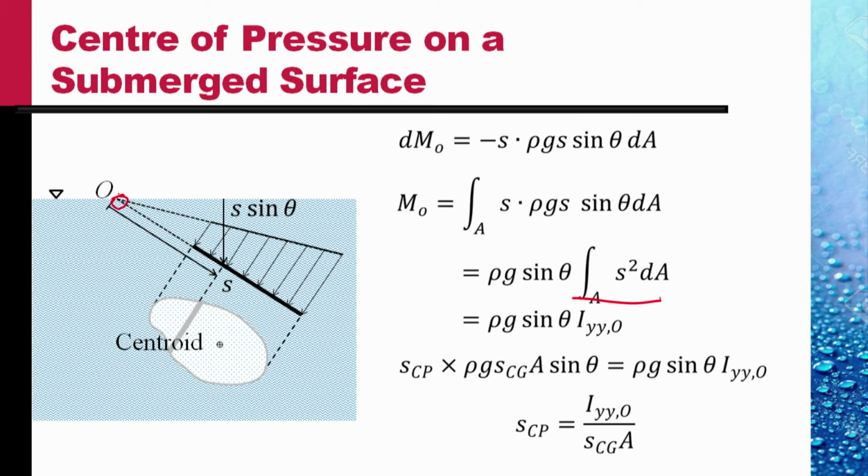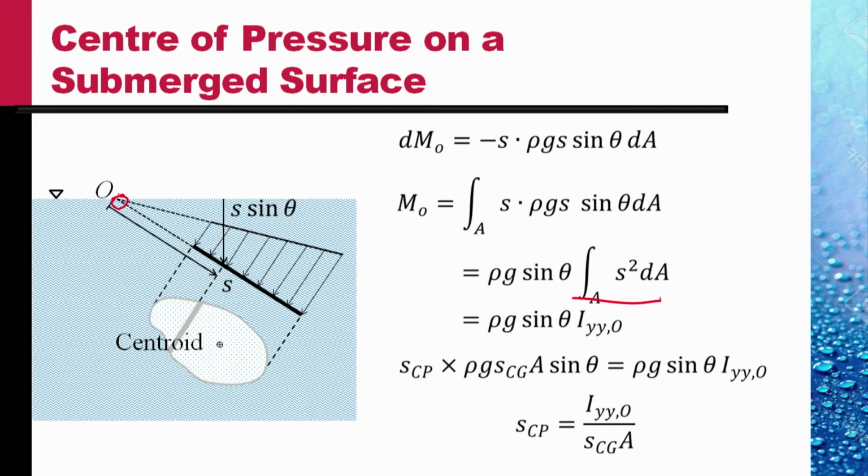Now this moment should be equal to the distance s of the center of pressure, s_CP, multiplied by the total force, which was determined in the last slide as the pressure at the centroid, rho g s_CG, times the area A. So that s_CP is obtained as I_yy,O divided by s_CG A. This is the distance of the center of pressure measured along s from the free surface.